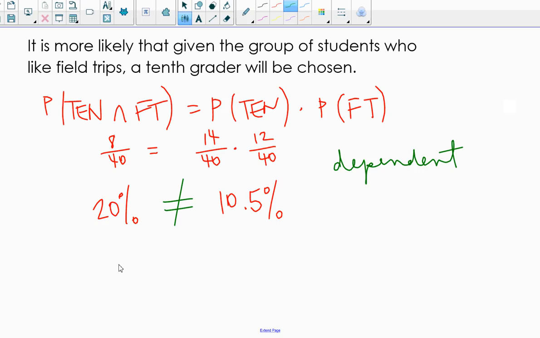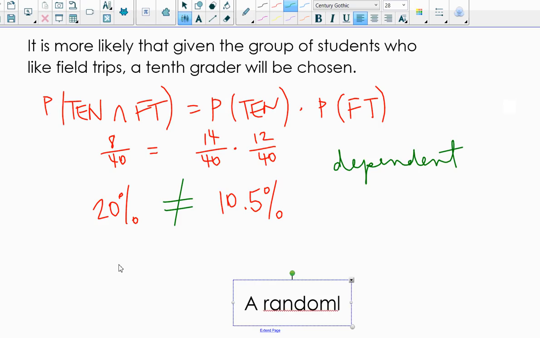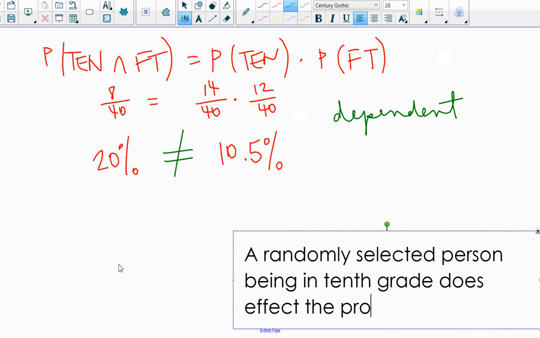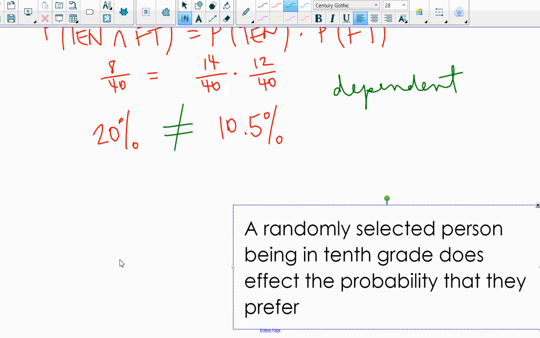Okay, so they're dependent. So that means a randomly selected person being in 10th grade does affect the probability that they prefer field trips. Perfect.